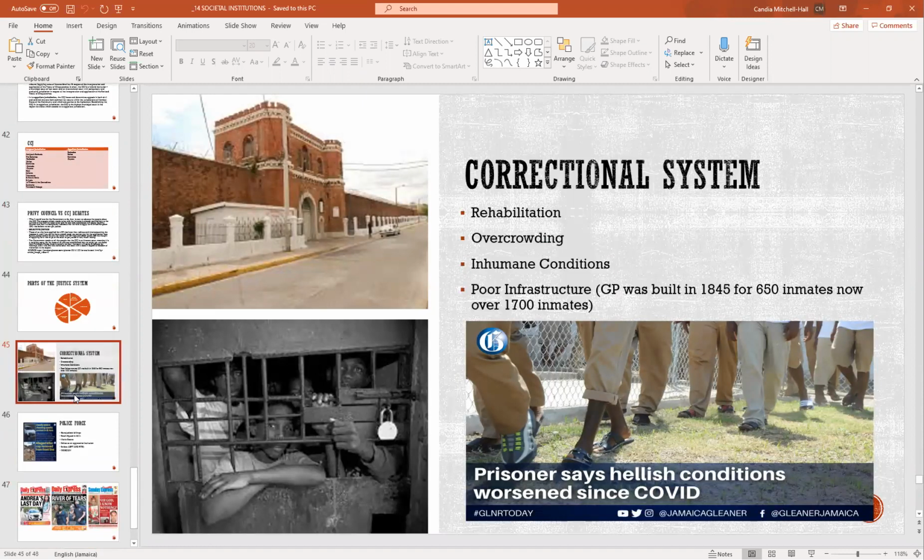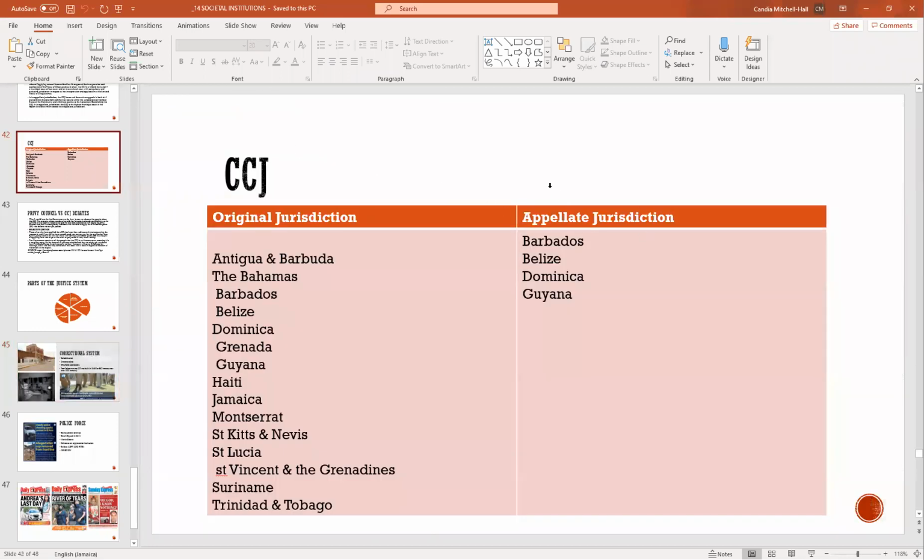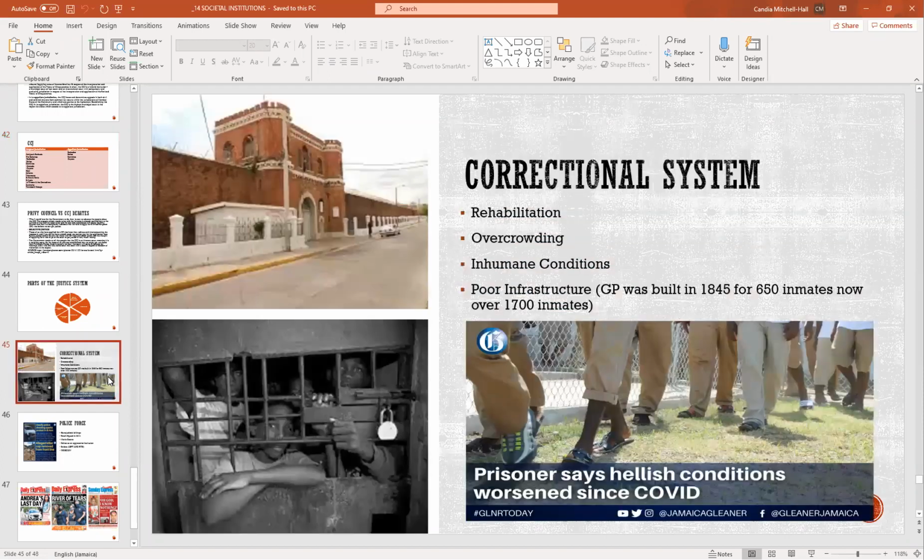And there's a lot going on in the debate. I think you should read up on the debate that is going on between the CCJ and the Privy Council. PJ Patterson tried to change it so we could have the CCJ in its appellate jurisdiction, and Portia Simpson Miller tried, but the JLP voted against it for reasons I do not know.